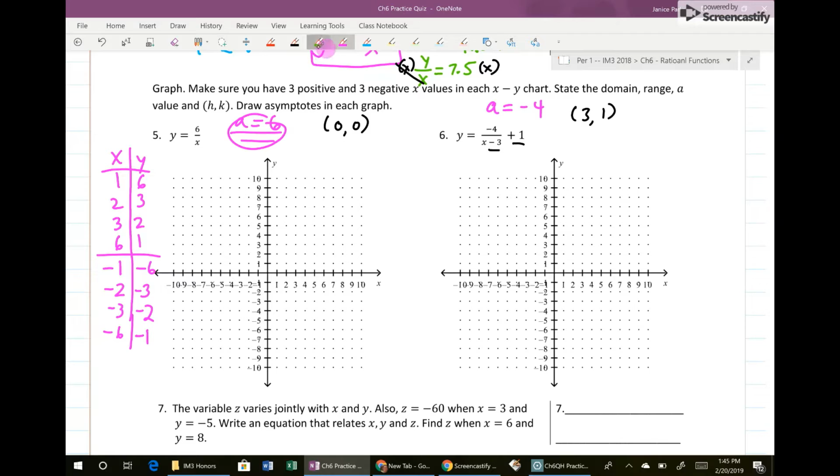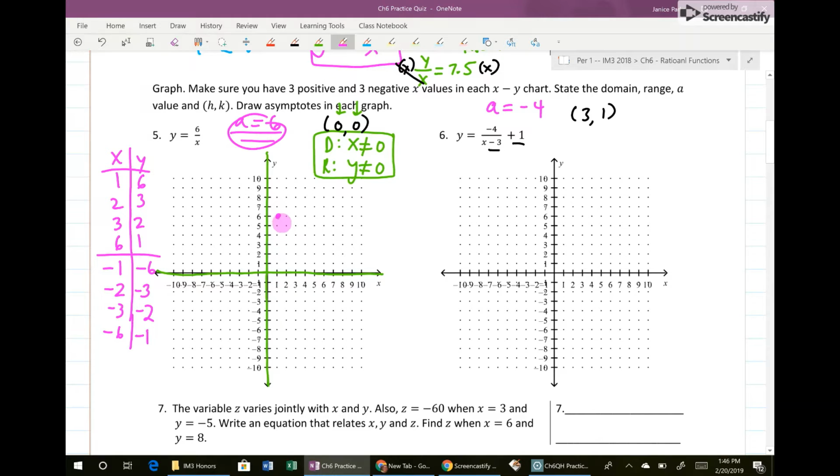So the HK is 0, 0. So that means that your domain, x cannot equal 0, and for your range, y cannot equal 0, which are these two numbers. Means we cannot cross those lines. So I'm going to plot those points.